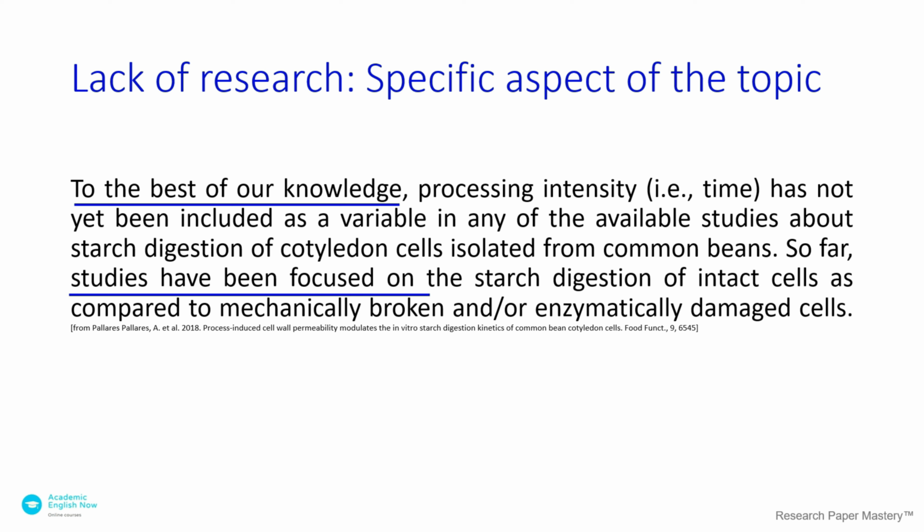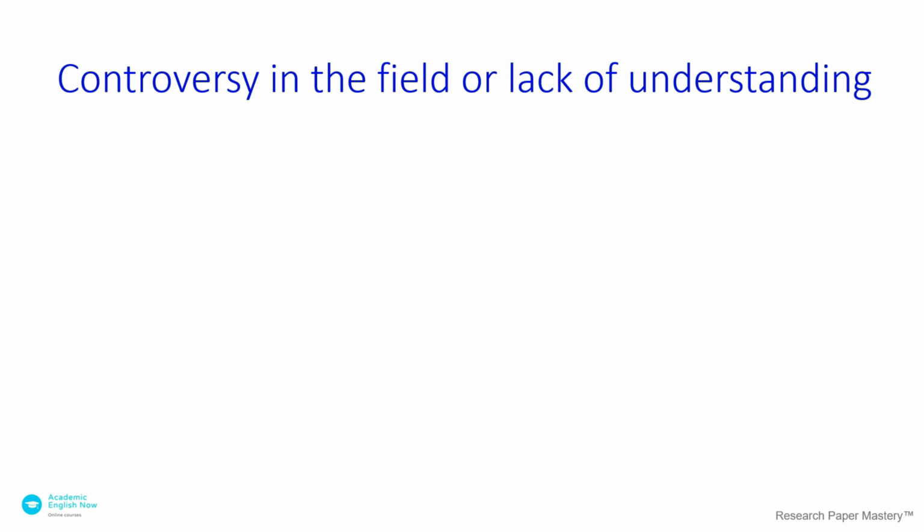And it talks about how processing intensity has not yet been included as a variable, right? So this specific aspect of the topic has not been done yet. And also, studies so far have been focused on something different, right? Rather than what we are going to do, right? So this specific aspect of the topic, insufficient research has been conducted on. So that's one example. And this is an example of a research gap that is a controversy in the field or a lack of understanding.